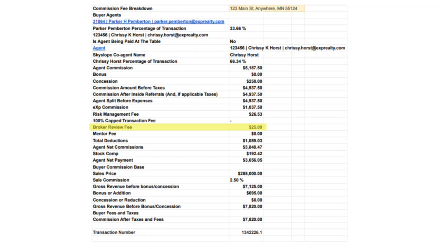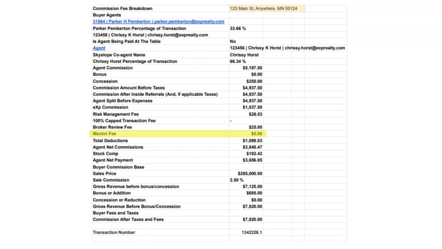You have a broker review fee. That's $25 every transaction. Whether you have 1 or 100, you're going to see it on every deal. The only time that this one is different is if it's a dual agency and you are representing both the buyer and the seller. Then your broker review fee is $12.50 because then they're counting it just as one deal.